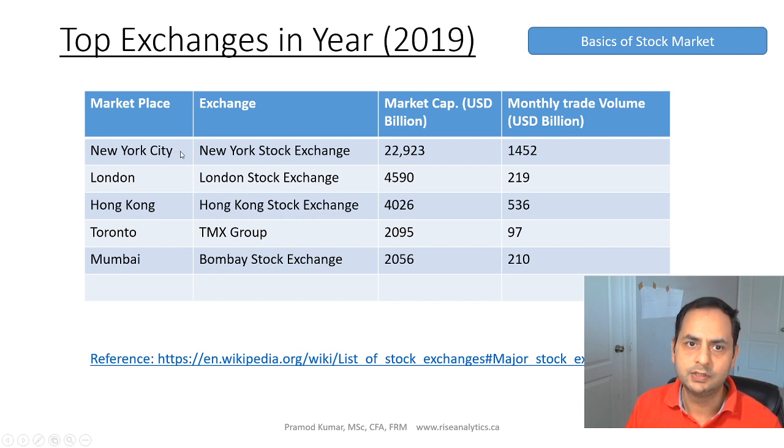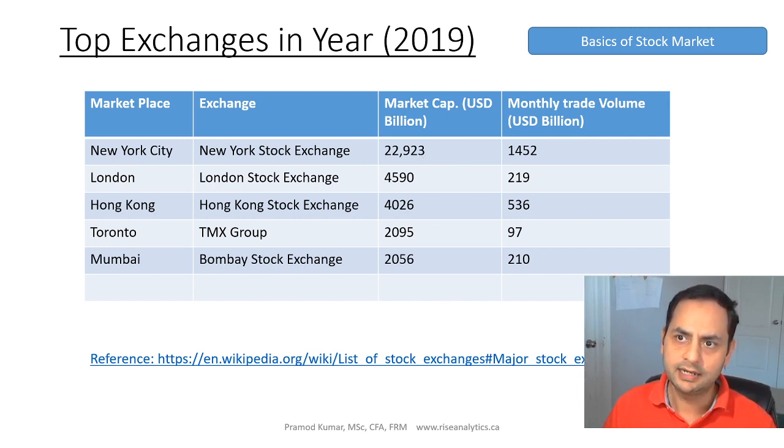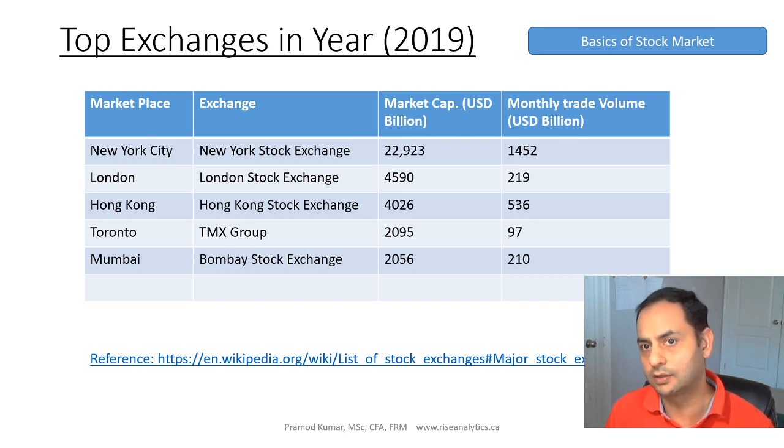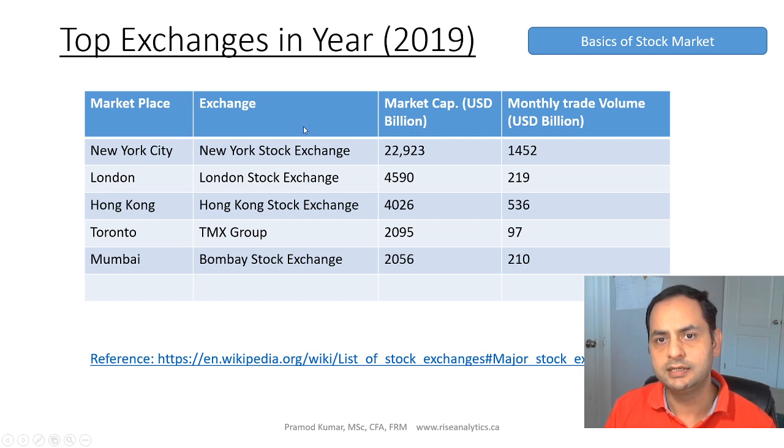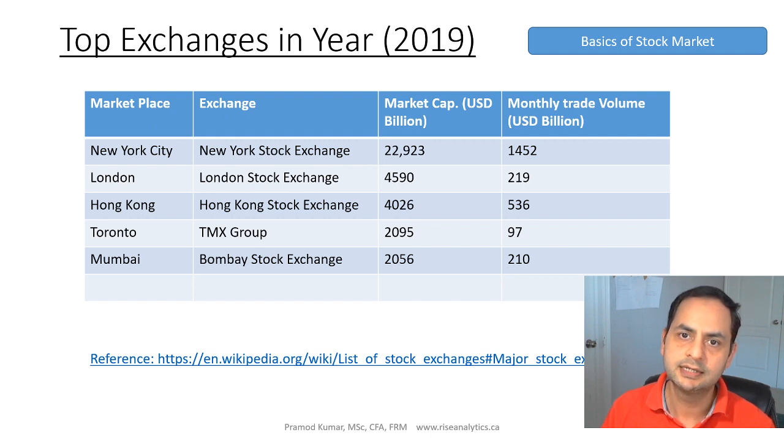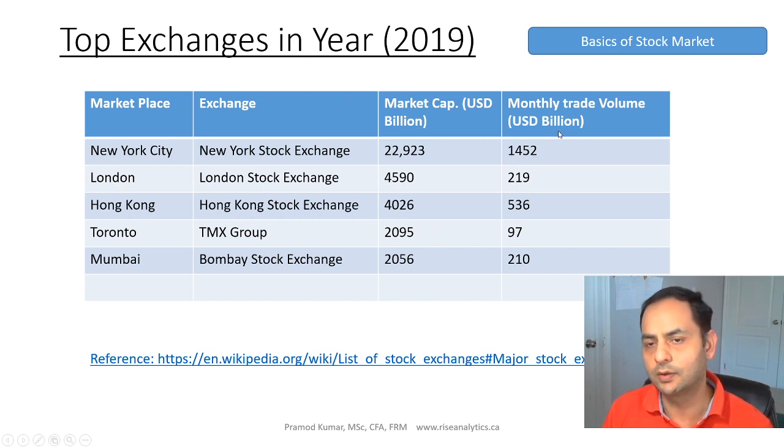The first one is New York City, and the exchange name is the New York Stock Exchange, with a market cap of 22,923 billion. All these terms are in US dollars. You can see how much the market cap of the securities traded in this exchange is, and the trade volume is 1,452 US dollars in billions.